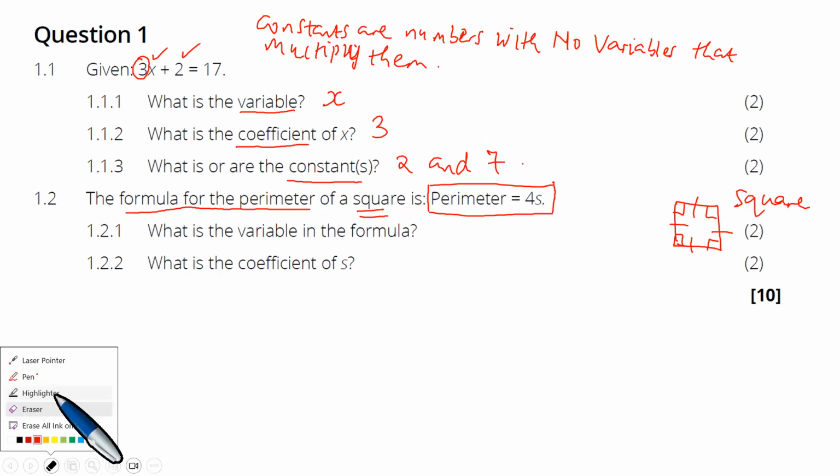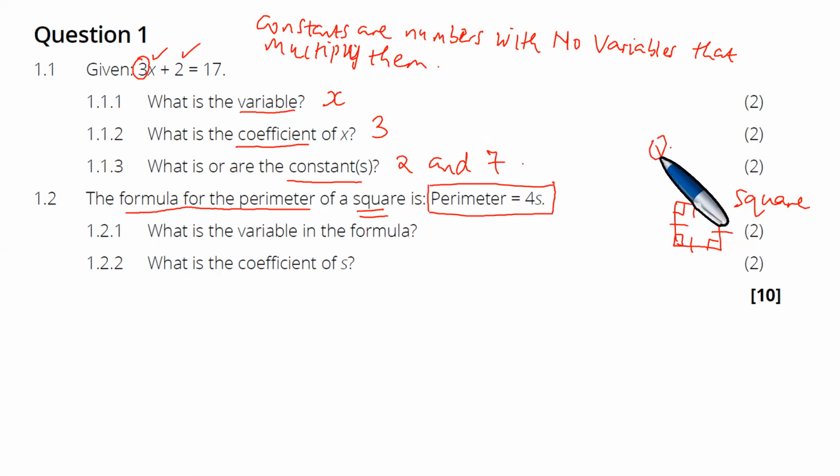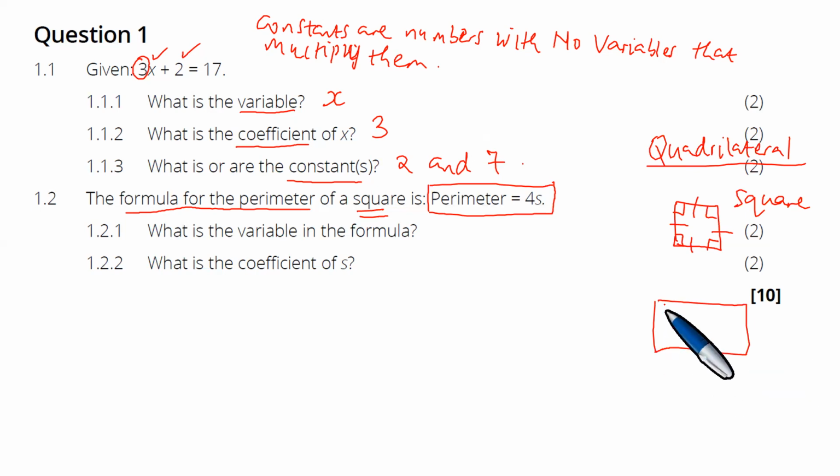Okay, we continue. So if it is called a quadrilateral, so that's a square. And then the next one is this one. What do you call this one here? This shape here? It's a rectangle. Well done. It is called a rectangle. What do you call this shape here?